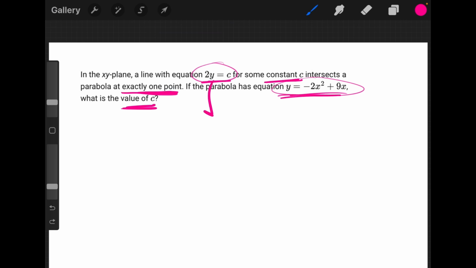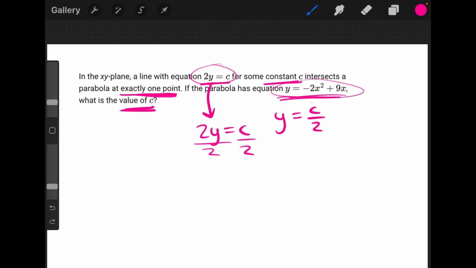So first I'm going to drag this equation down and I'm going to do 2y is equal to c. And I can see right here, when I see this y, I see another y in this equation right here. So I know that I'm able to, in some ways, isolate this constant right here, c. So I'm going to divide this by 2, so that I have y is equal to c over 2. So now I have y is equal to negative 2x squared plus 9x, and then y is equal to c over 2.